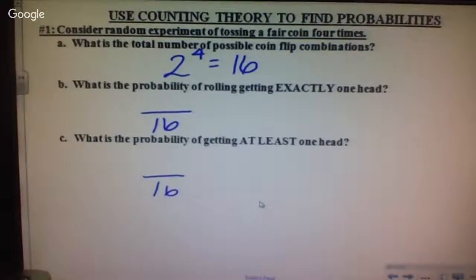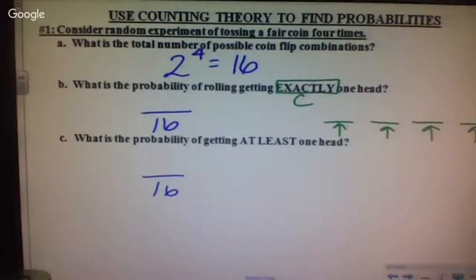Okay, exactly 1 head. You can get 1 head, 2, 3. We're bringing combinations back. Okay, I want 1 head. This is why we're bringing combinations though, because think about it. I've got 4 spaces, 1, 2, 3, 4. I can put my head here, here, here, or here. That's why we use combinations.